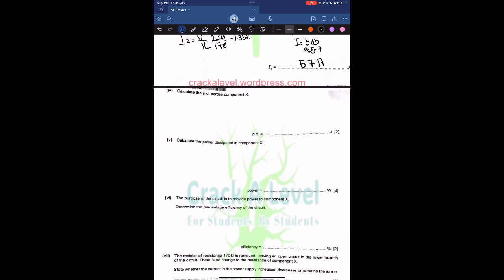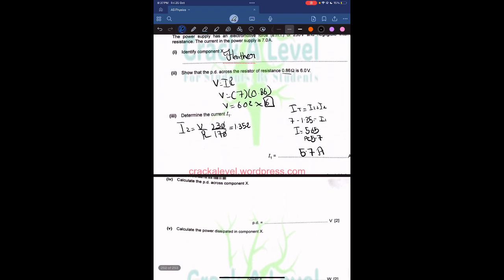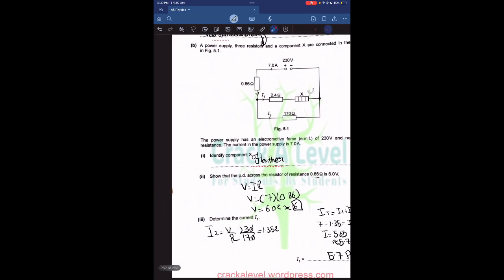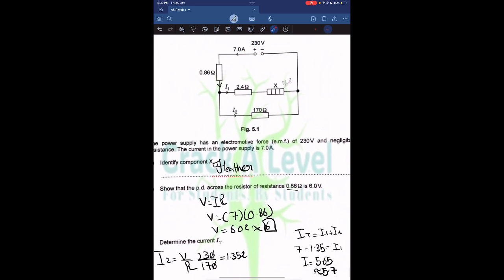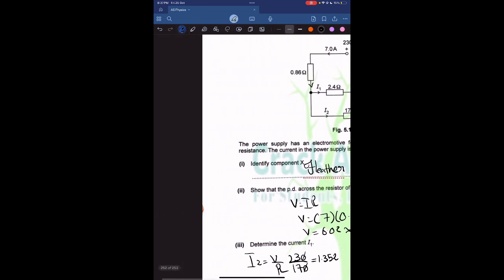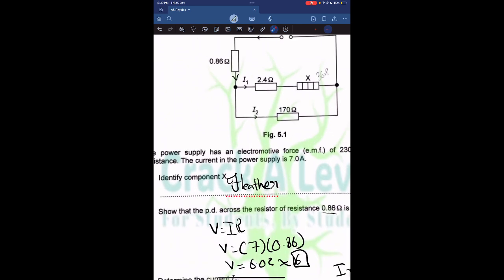Moving on, it is now saying calculate the potential difference across component X. One mistake that people make is thinking that when dividing in parallel the voltage remains the same. But if you look at these two components, they are not connected to one another in a parallel combination. They're actually in series. So some of the voltage will be used here, and after being used here the remaining voltage will be here. So first we need to identify the voltage that is being used here.